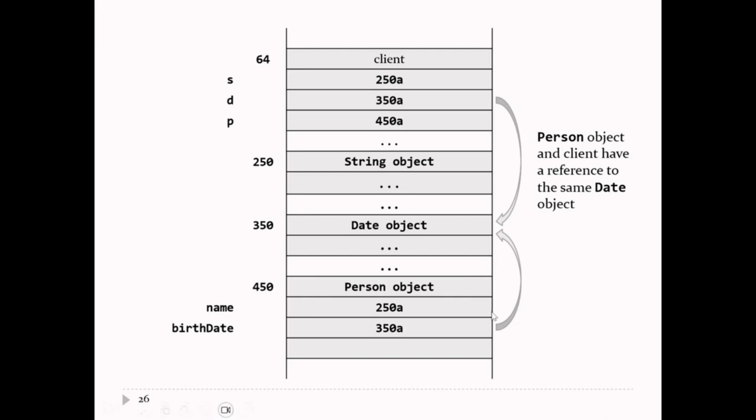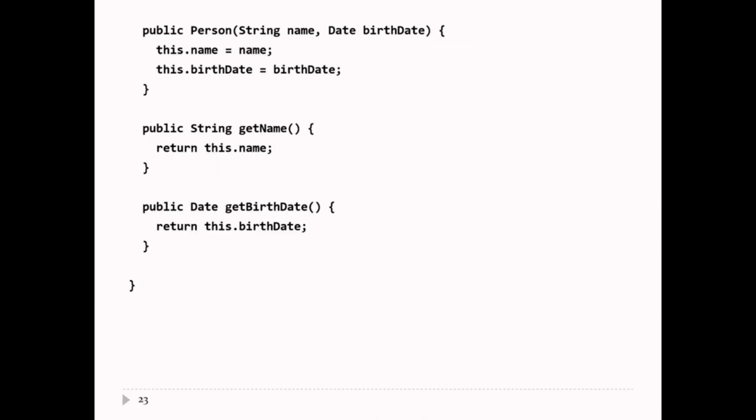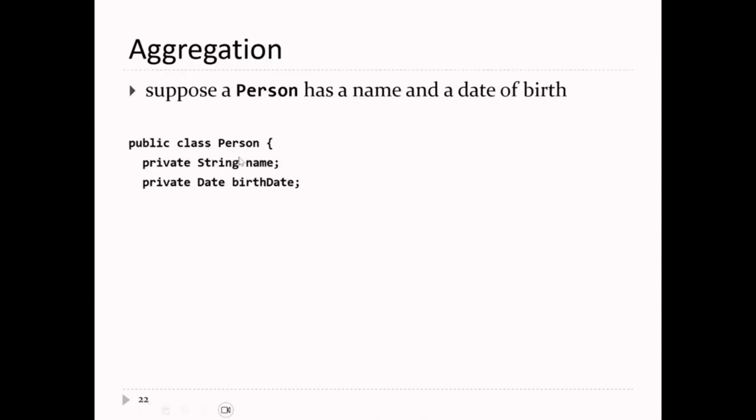So this is aggregation. It's aggregation because a string does not have a reference to a person and a date does not have a reference to a person. The relationship here is strictly one way. Person has a reference to a string, person has a reference to a date. String does not have a reference to a person, date does not have a reference to a person. Relationship is strictly one way. So this is aggregation.